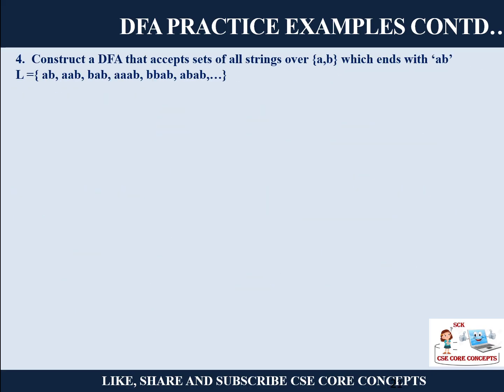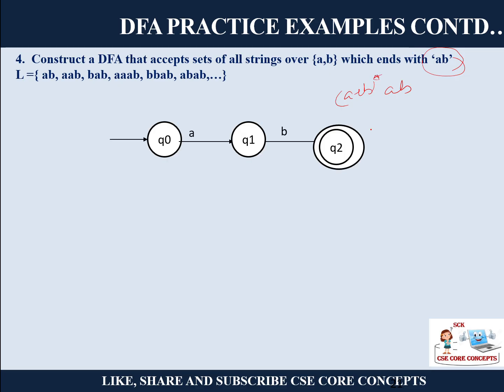Then construct a DFA that accepts all strings which end with AB. Now this is very interesting. If it ends with AB means what? Before AB, you can have any number of A's and B's. So AB is fine, you have a final state, right?